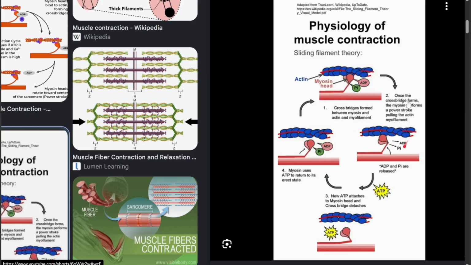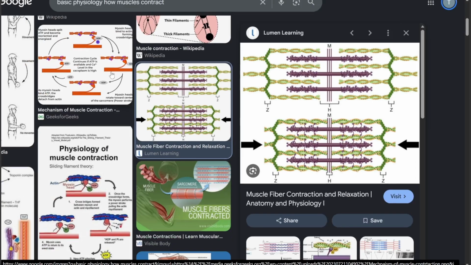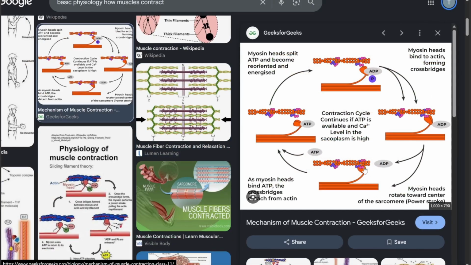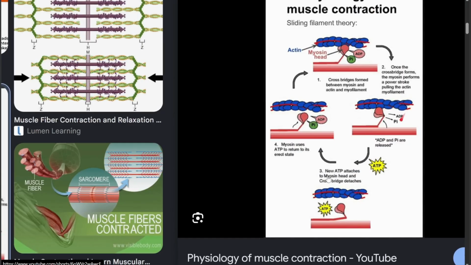So once the cross bridge forms, the myosin performs a power stroke. It's like stroking inward, and it's using energy. So ADP and P are released, so it's using energy to do this power stroke. It's pulling inward. This diagram is good, but it might be confusing for some people. But yeah, it's pulling this rope in, you could kind of imagine. Then new ATP attaches to the myosin head, and the cross bridge detaches.